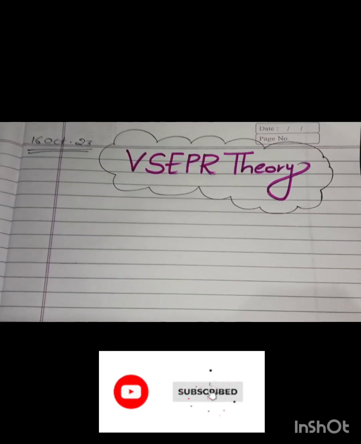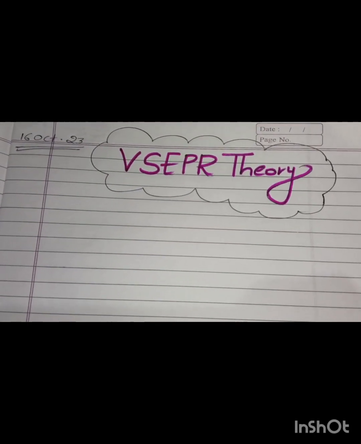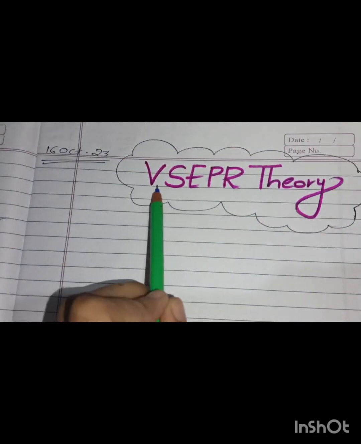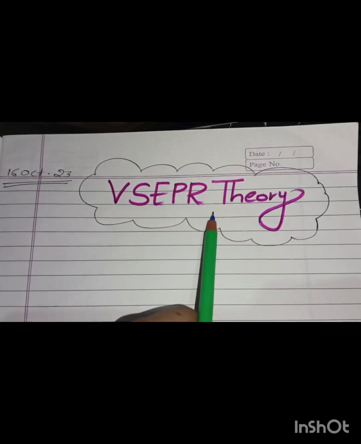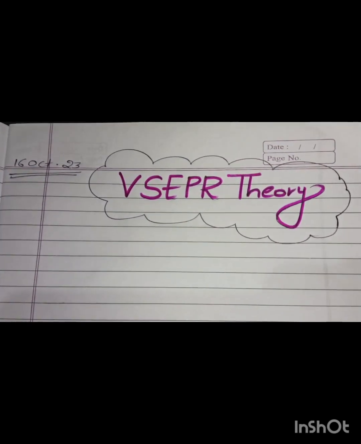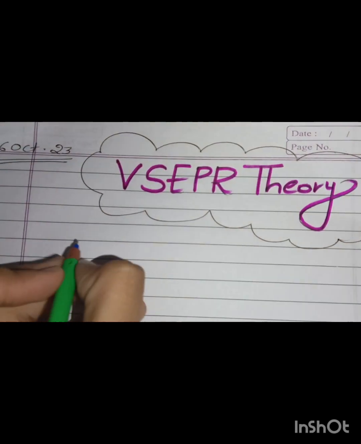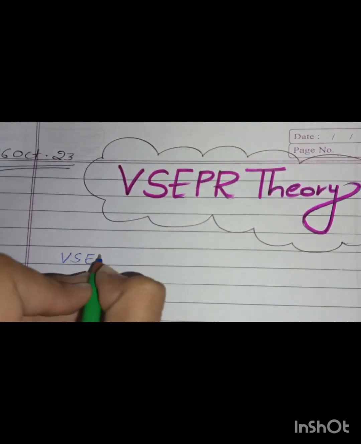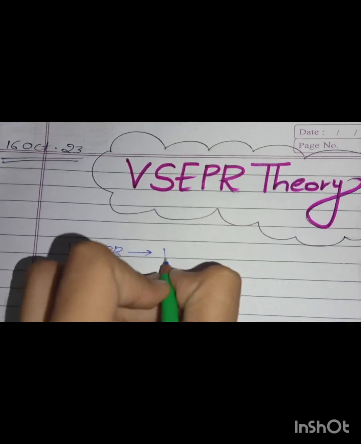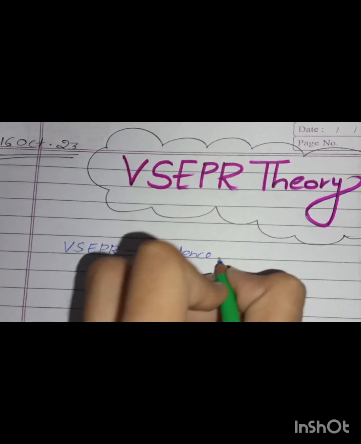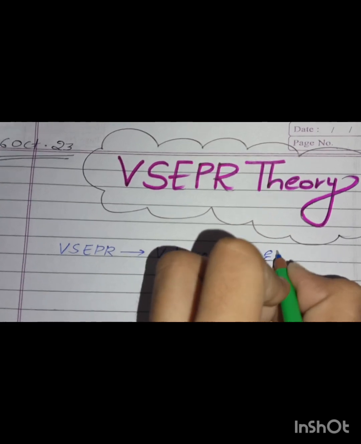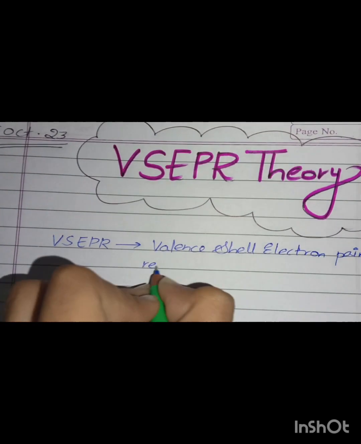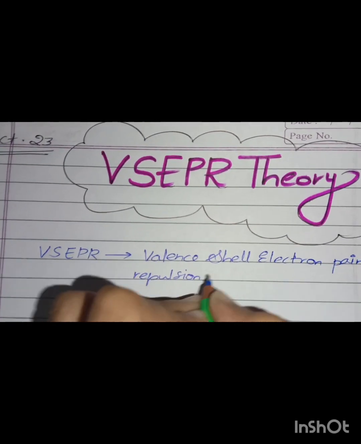Welcome to my channel. So today we are going to start VSEPR theory. As the name suggests, firstly we will know the full form of VSEPR. VSEPR stands for valence shell electron pair repulsion theory.